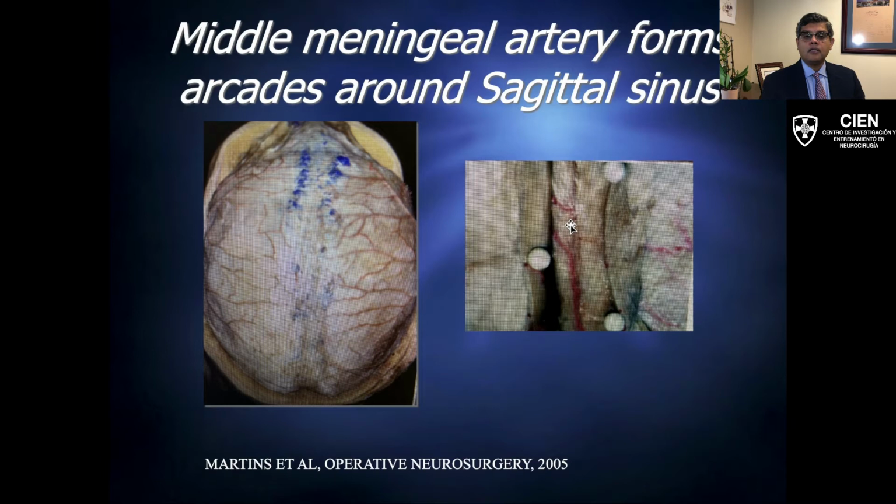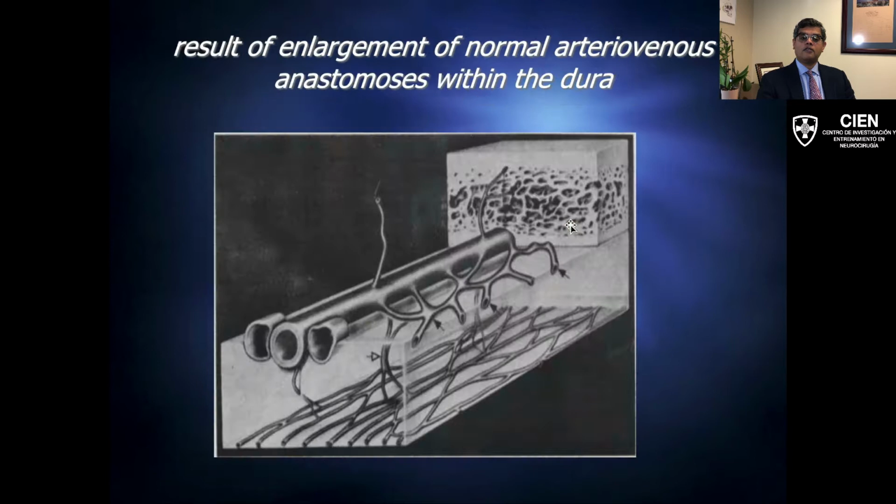And that's why a lot of these dural AV fistulas involving the middle meningeal arteries drain into the sinus. It's oftentimes not directly into the sinus, but the communication may be within the walls of the sinus. And the arteriovenous malformations form from the enlargement of normal arteriovenous anastomosis within the dura. We oftentimes don't see these on an angiogram, but when you do a histological analysis, you can see these connections between the arteries and the veins.